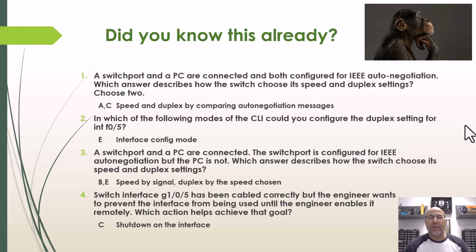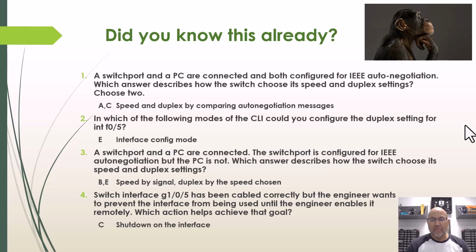So a switch port and a PC are connected and both are configured for IEEE auto negotiation. Which answer best describes how the switch will choose its speed and duplex? So we have to know a couple of things about that, but when you're auto negotiating, I'll show you an example of what the pulses look like, but it's just messages that are going back and forth between the devices. And so both the speed and the duplex will be configured by comparing auto negotiation messages.